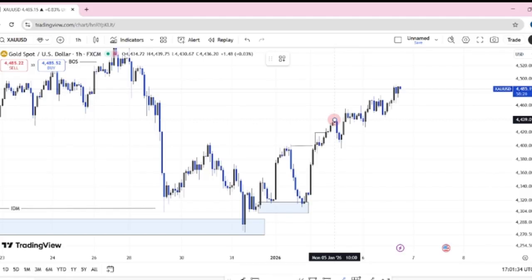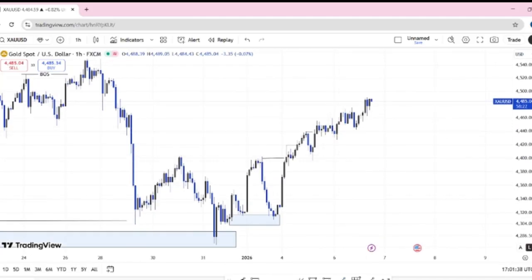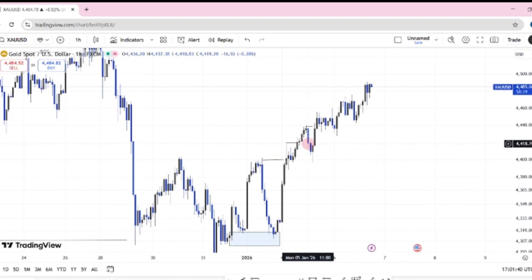Here we have another break to the upside at this level. So from this point, what can we see? Because this is where we have the last stronger push to the upside. I can see price has already used this other block we have here at this point. So I'll be looking at gold.